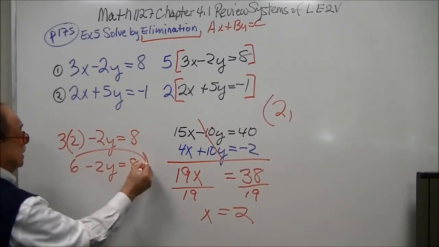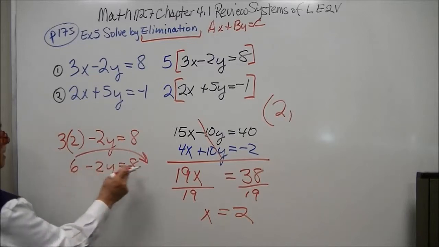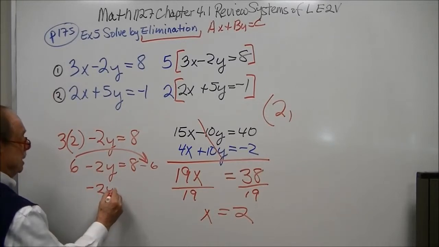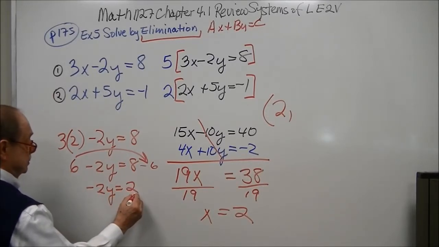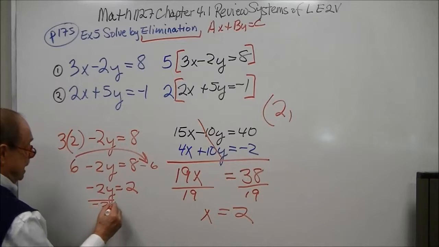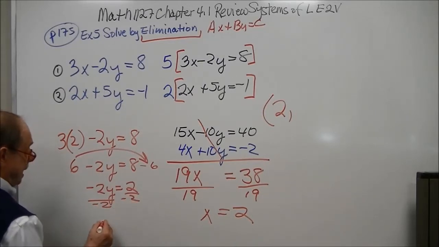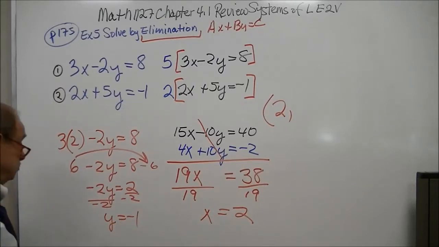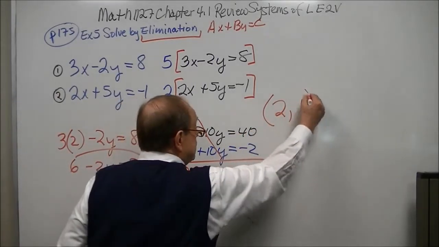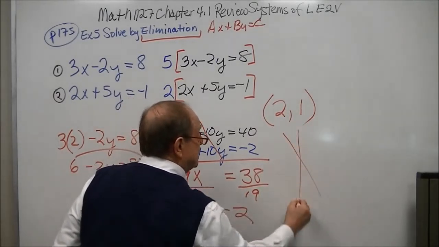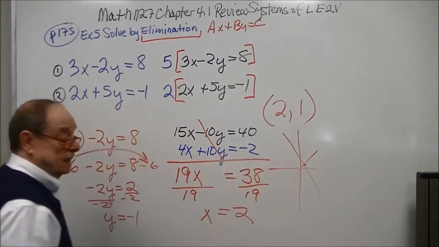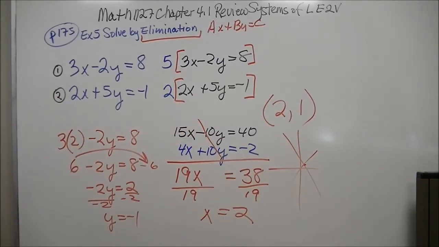I'm going to transpose that. This becomes a negative 6 over here. I now have negative 2y equals 2. Divide both sides by a negative 2. I get y equals negative 1. So that's our ordered pair, our unique ordered pair, where if we were to have graphed it, it's going to intersect there somewhere. Again, the graph is not accurate, just to show you the concept that we have here.